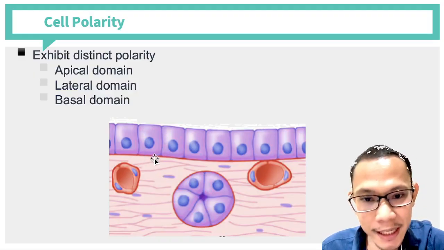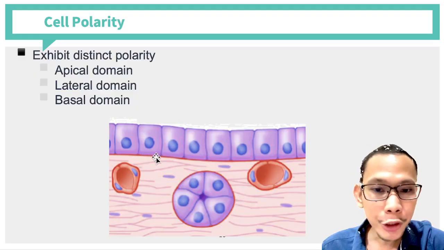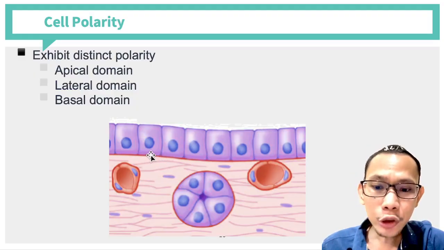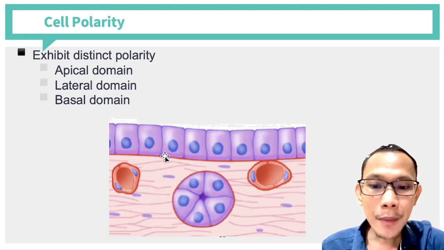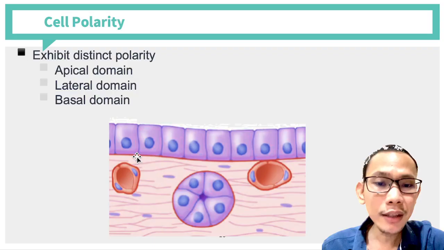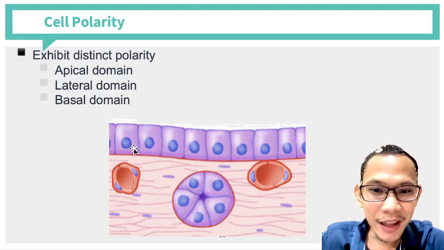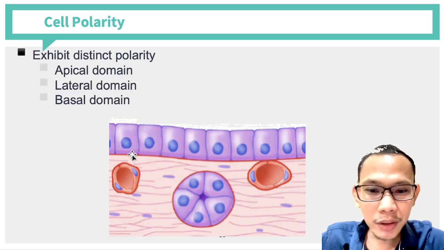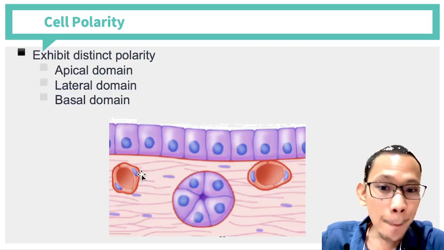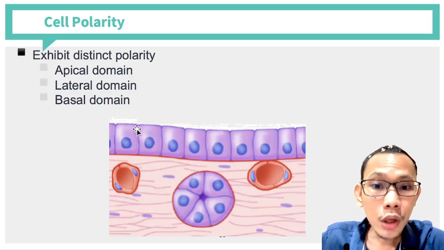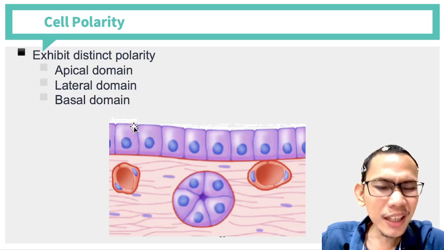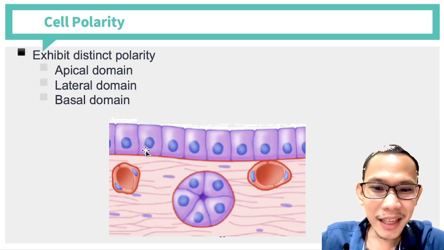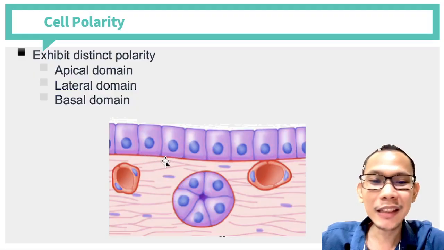And lastly, your basal domain rests on the basal lamina, anchoring the cell to the underlying connective tissue. So basically, we are talking about the basement membrane underlying the connective tissue. What separates your connective tissue from your epithelial tissue? That's your basement membrane, and that refers to your basal domain.